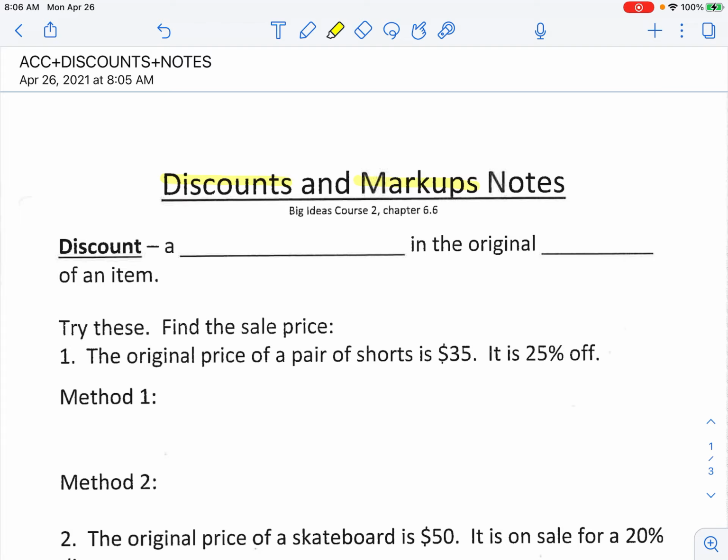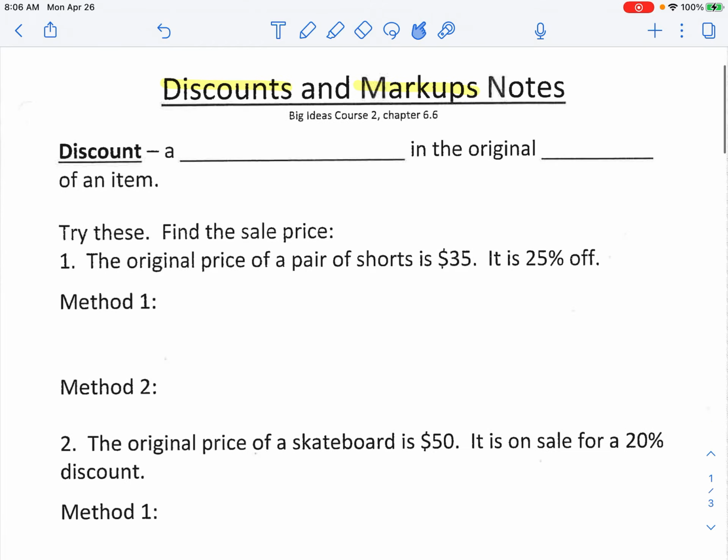Or if something has been marked up. So if you are a salesperson or you own your own company, you're going to mark up your items so that you can make a profit. All right, first of all, we are going to fill in: a discount is a decrease in the original price of an item. So try these.